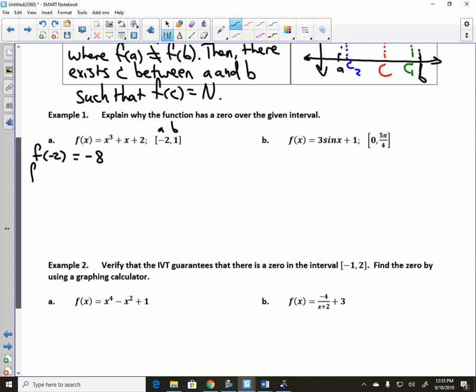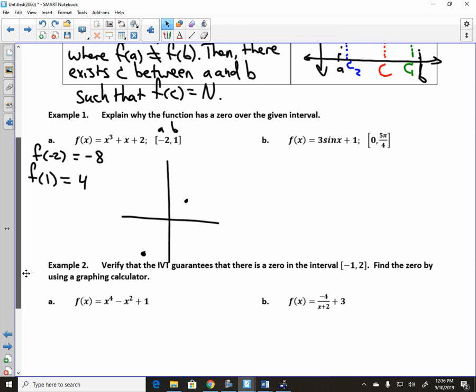And then I have f of 1. What's f of 1? 4. So I start at -8 and I go to 4. Think about the graph here. We've got -2, -8, so somewhere down there, and I've got 1, 4, somewhere there. If I'm going to go from here to here, do I have to cross over the x-axis? Yes, you do. And why? The intermediate value theorem guarantees that.